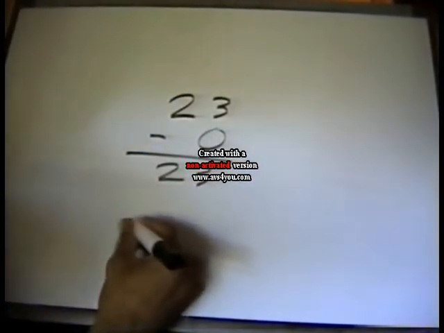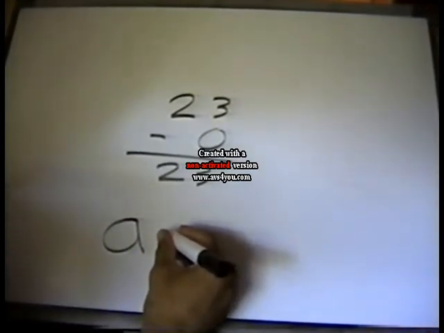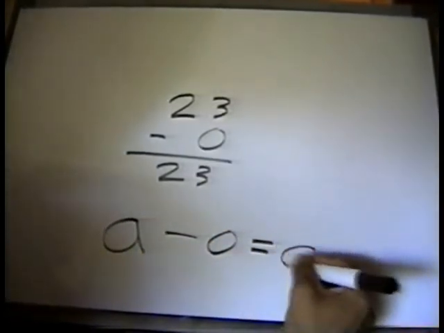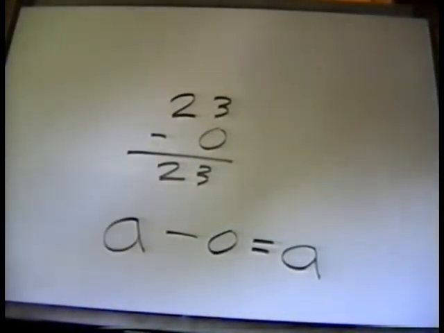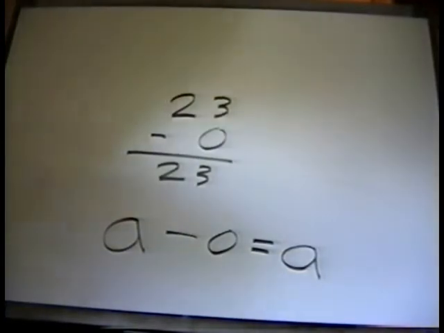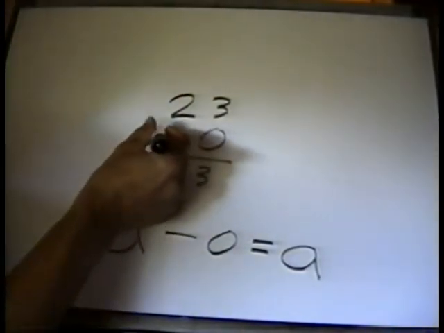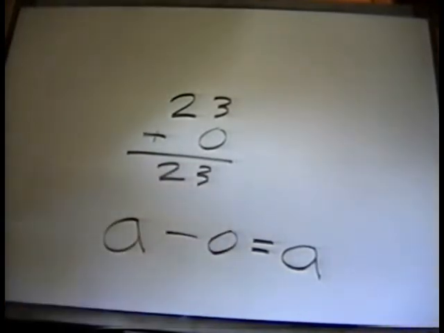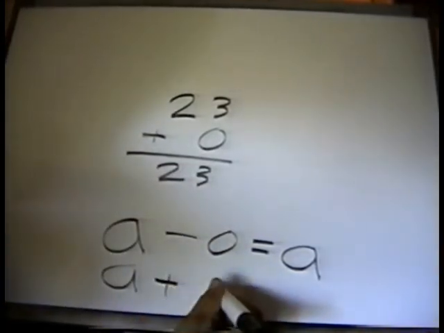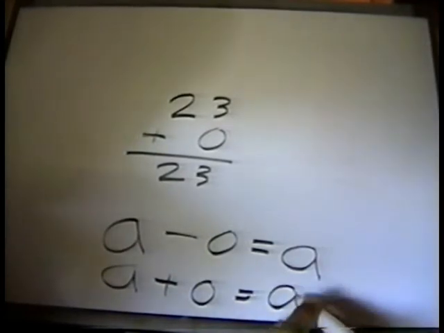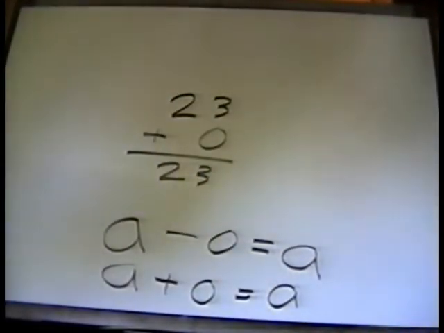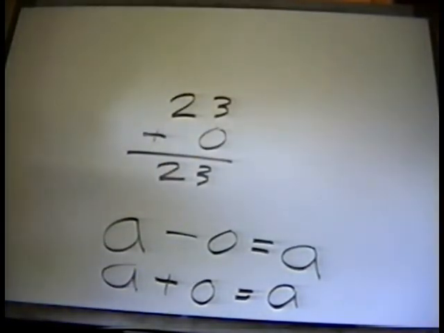What if you have 23 minus 0? 23 minus 0 equals 23. Or any number minus 0 equals that number. So subtracting 0 from a number does not change the number. Okay? Also, adding 0 to a number does not change the number. Okay, 0 means nothing.